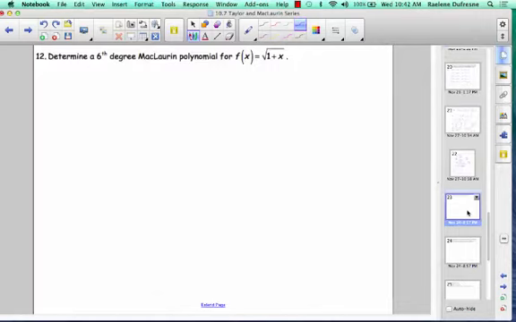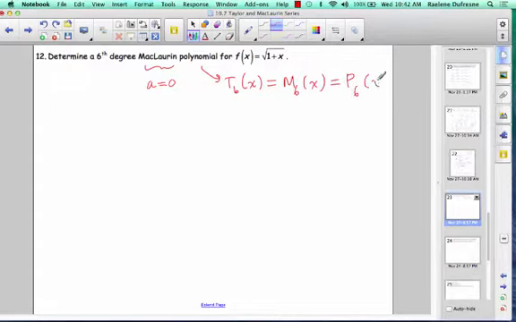Moving on to number 12, we want to come up with a 6th degree Taylor or Maclaurin polynomial. So we know automatically that the center is a equal to 0. And the fact that we're coming up with a polynomial means that we are coming up with a Taylor polynomial of degree 6 or a Maclaurin polynomial of degree 6. If you want, you could still call it p subscript 6 of x. But this is an approximation like the nth partial sum of a series.